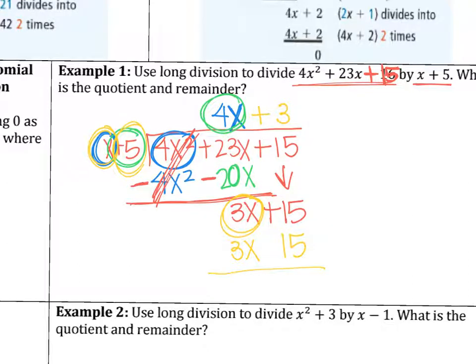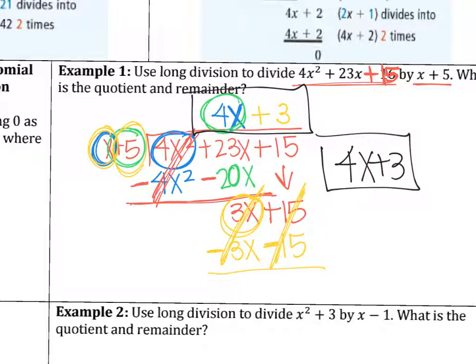Now I go through and I change all the signs. Minus, minus. Well, 3x minus 3x goes away. 15 minus 15 goes away. And you're left with, up here, your answer. You're left with 4x plus 3 is your answer.